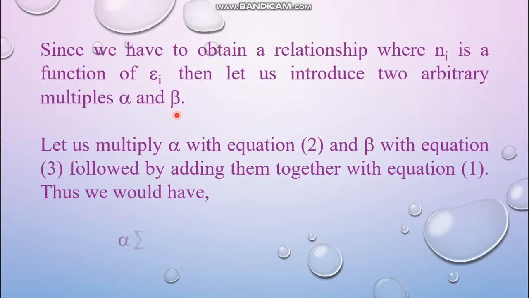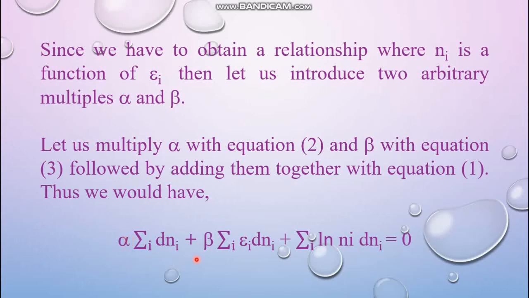So let us see the result. This is the left hand side of equation 2. Alpha is multiplied with that. This is an arbitrary multiplier. Beta is multiplied with the left hand side of equation 3. And remember equation 1, this was the left hand side of equation 1. So all the terms are 0, so their summation is also 0. This is a very important point. This is the climax of the derivation.